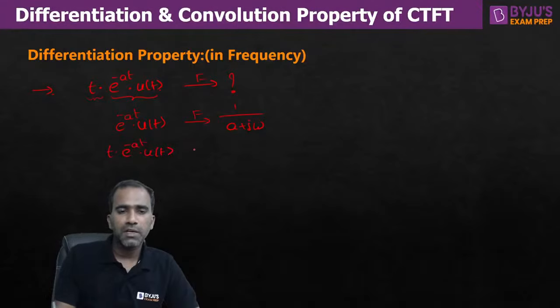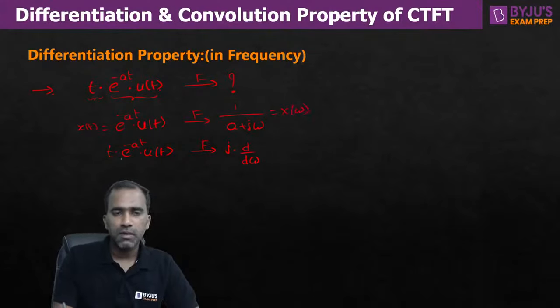If you multiply with t in time domain, what happens in frequency domain? It becomes j times d by d omega of x of omega. So if this is x of t, this is like x of omega. If x of t is multiplied with t, what happens in frequency domain? Differentiation of x of omega happens. So what is x of omega here?